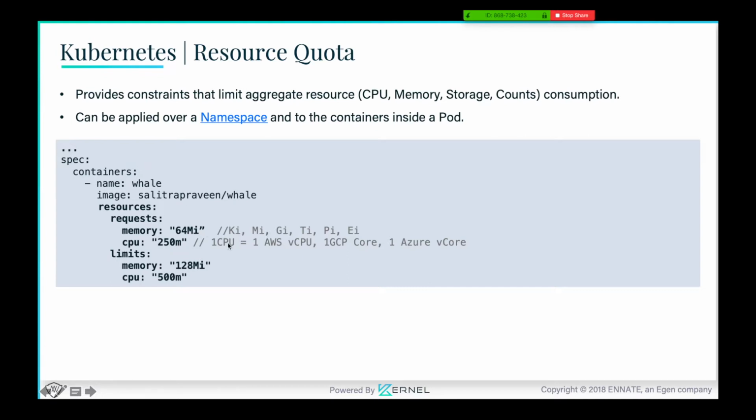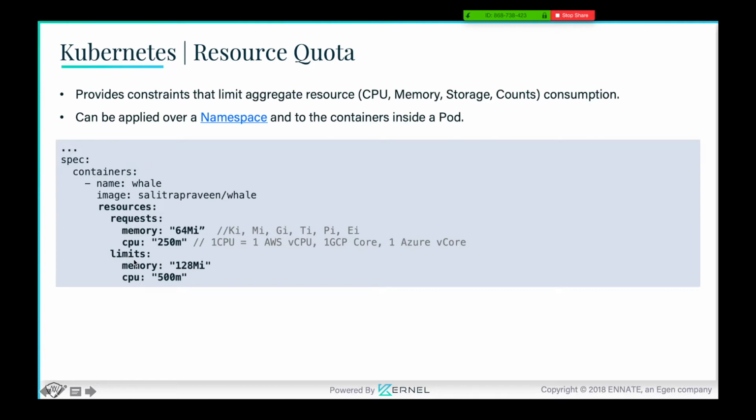So that is the definition of one CPU. If you are on AWS, it's equivalent to one vCPU of your EC2 machine, one GCP core if you are on Google Cloud, or one Azure vCore if you are on Azure. For the memory, again, you can use kilobytes, megabytes, gigabytes, terabytes, petabytes, or exabytes. You can specify how much minimum requirement you have for this particular container.